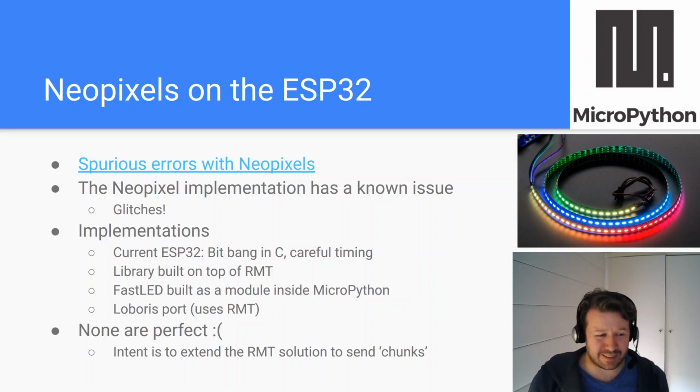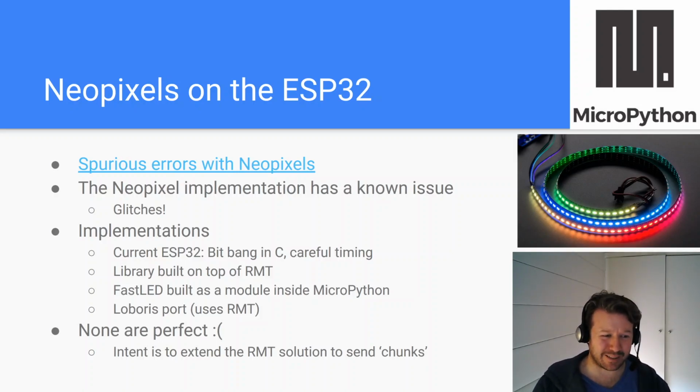FastLED is a separate library typically supported in the Arduino platform, which is a really rich library. People have built that as a module inside MicroPython, so you can go scour the forums to see people who've done that. That also works. They use RMT internally. And the Loboris port mentioned before also uses RMT. All of those, rather none of those are perfect.